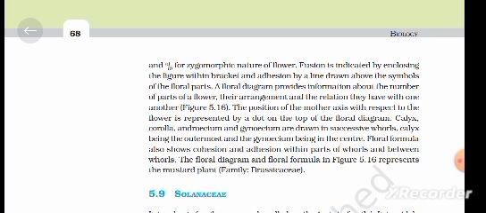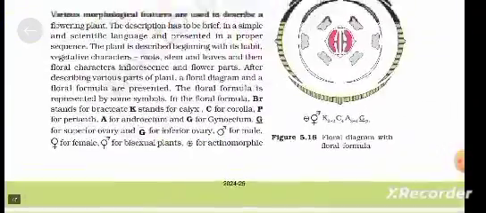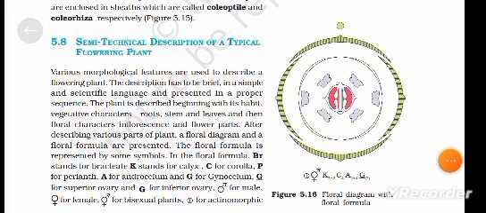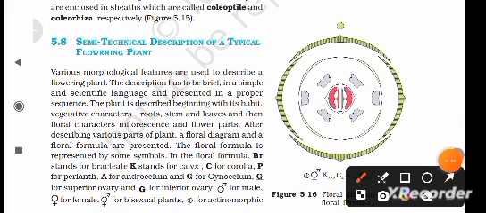The floral diagram and floral formula are represented in Figure 5.16 for the mustard plant, family Brassicaceae. This is the mustard family, or Brassicaceae family, floral diagram.